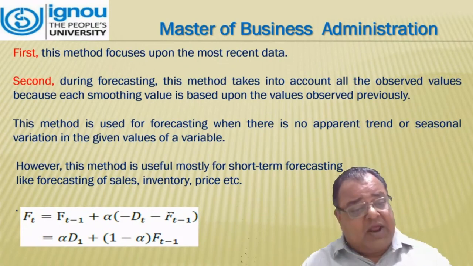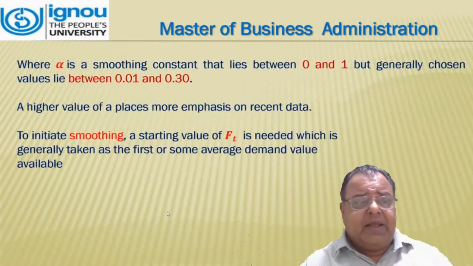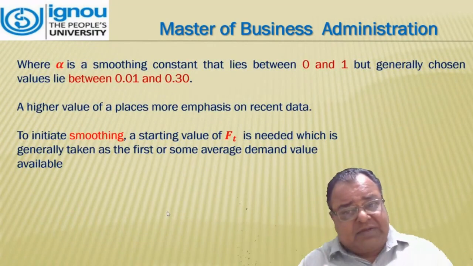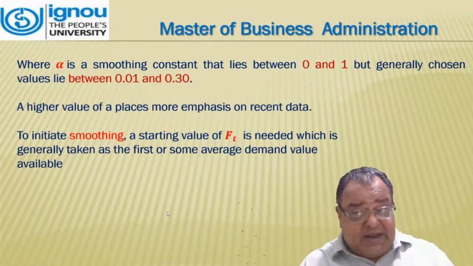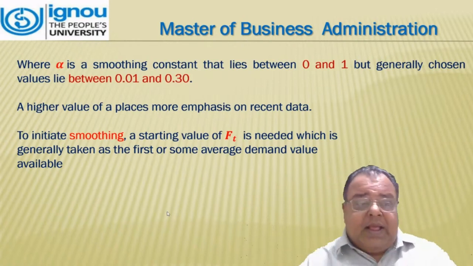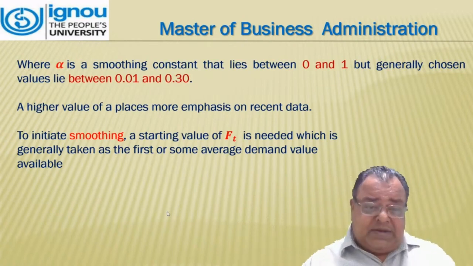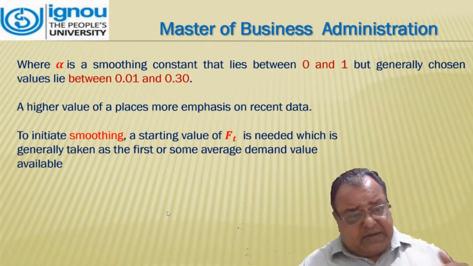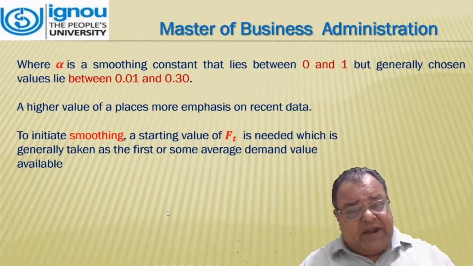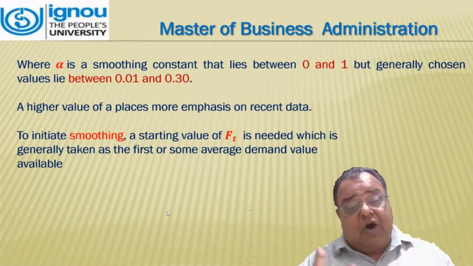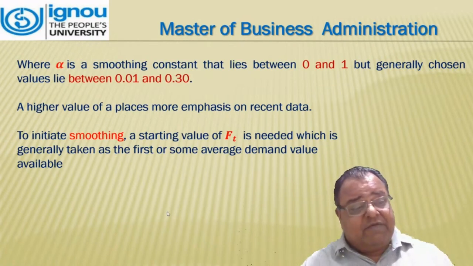And these values all have their meaning, where alpha is a smoothing constant whose value lies between 0 and 1, but generally the chosen value lies between 0.01 and 0.3. A higher value places more emphasis on recent data. To initiate smoothing, a starting value of Ft is needed, which is generally taken as the first or the average demand value available.